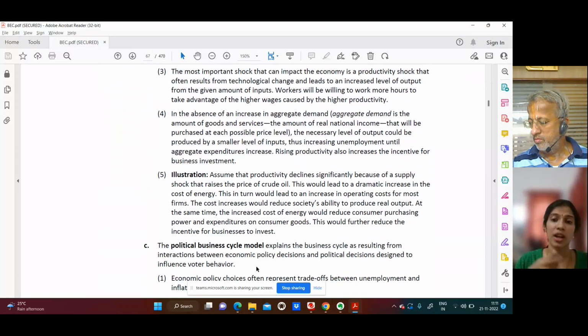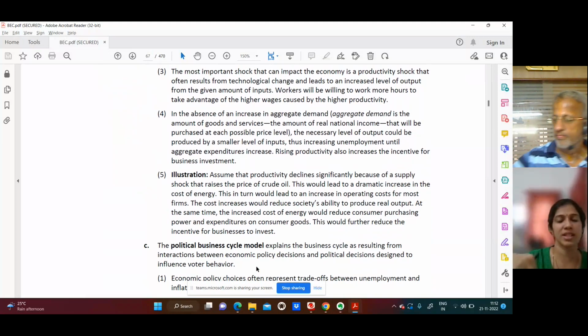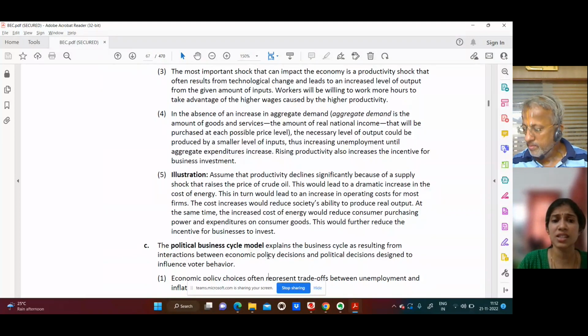So because of the real output becoming lower, what is going to happen? The GDP as a whole, the economy as a whole, there's going to be a lot of industries wherein the output is getting reduced, because of which your economy is going through a recessionary phase. So that is what this model talks about. I hope it's clear. Next is your political business cycle model.